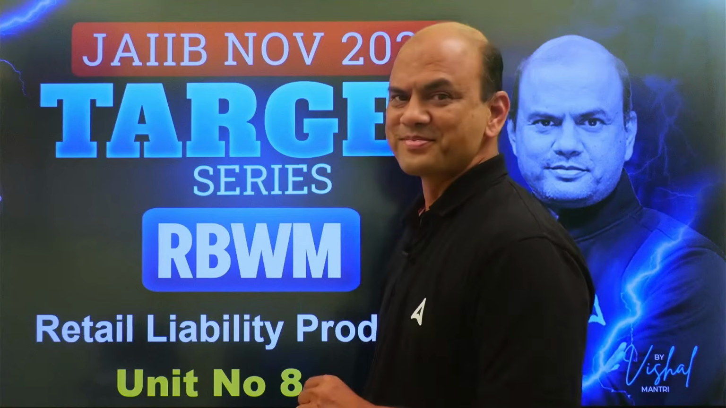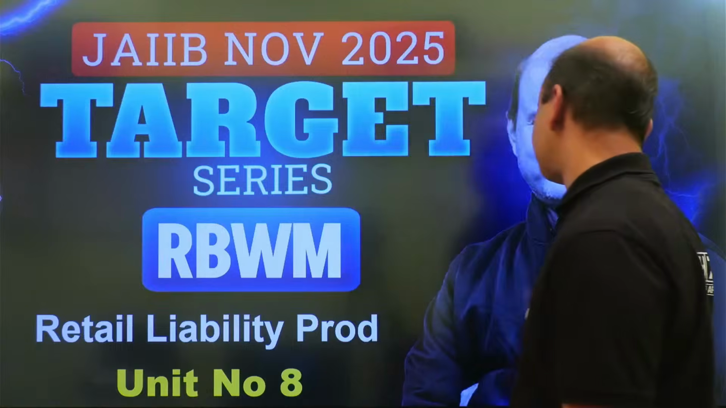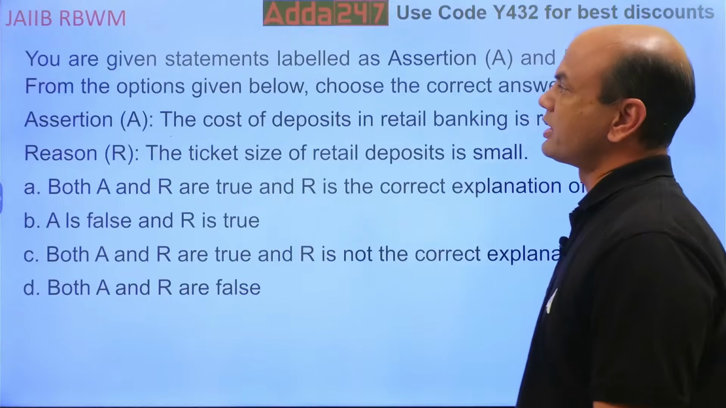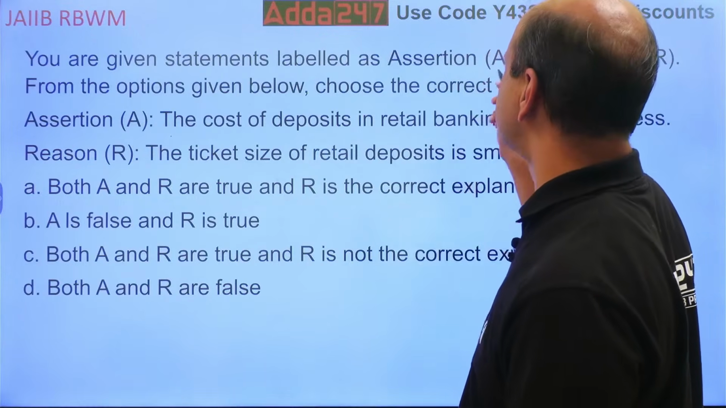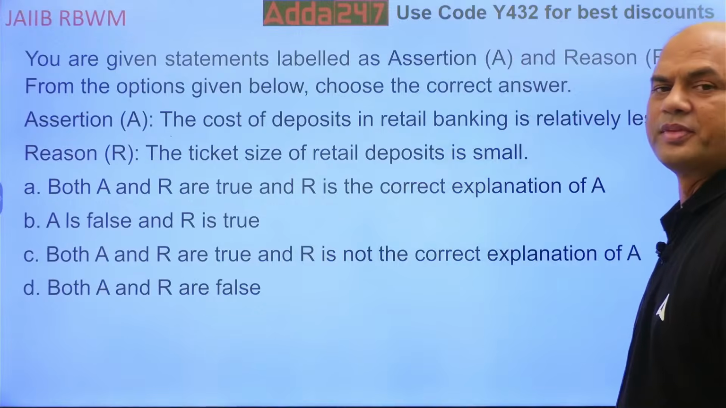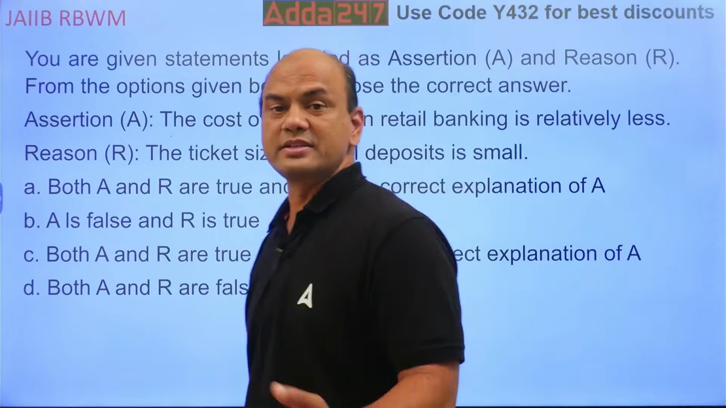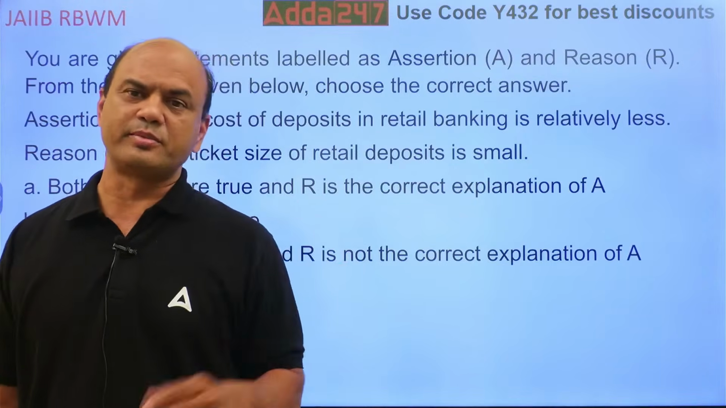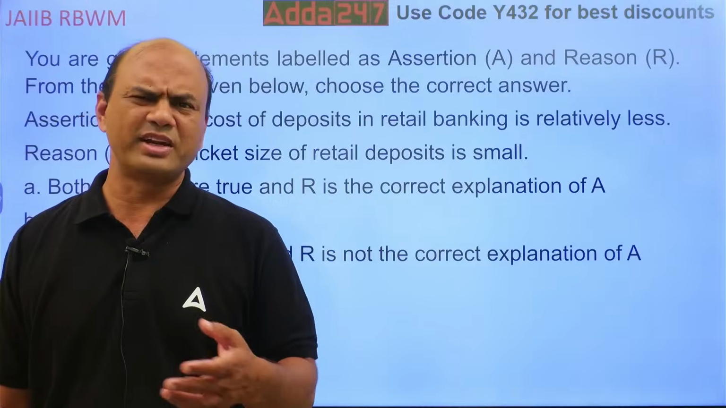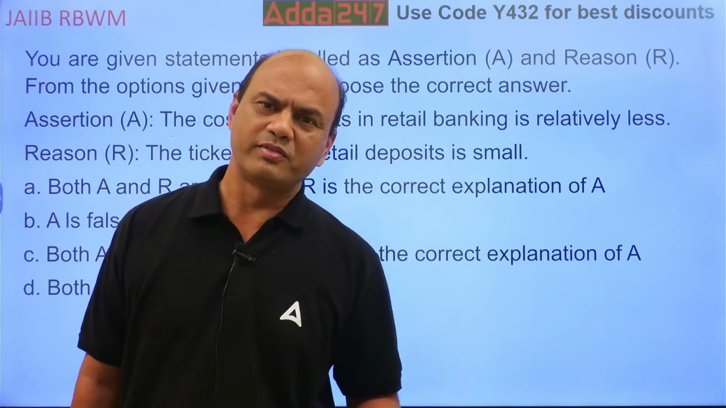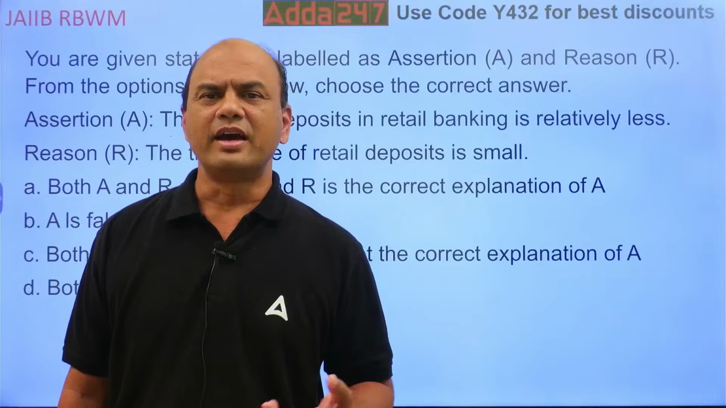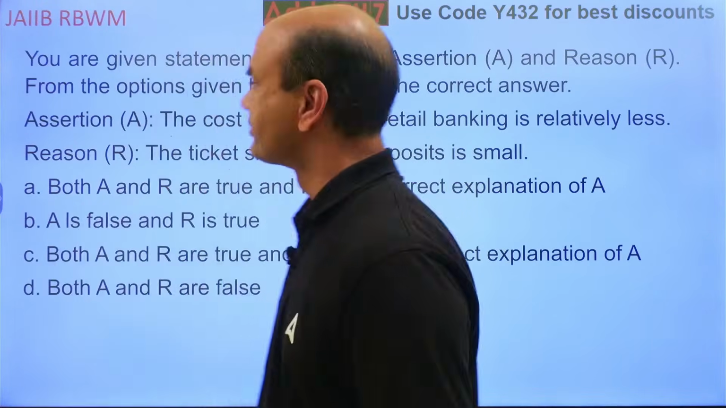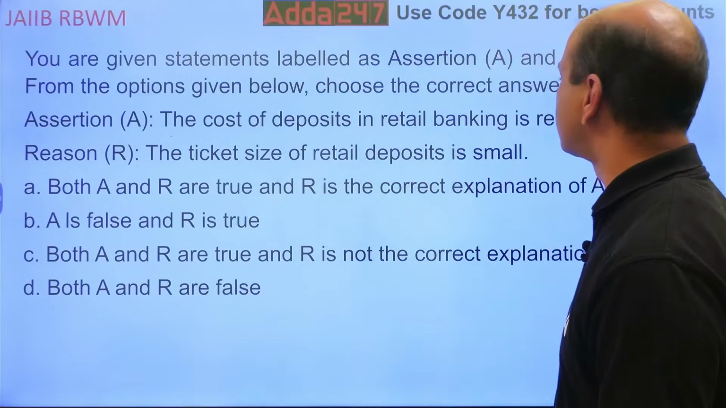So let's start. You are given statements labeled as assertion and reason. So there are two statements. One is the assertion, meaning a statement, and the second is the reason, the reason for that statement. You might have solved such problems when you entered the banking system. I'll say something because it is so. So, from the options given below, choose the correct answer.